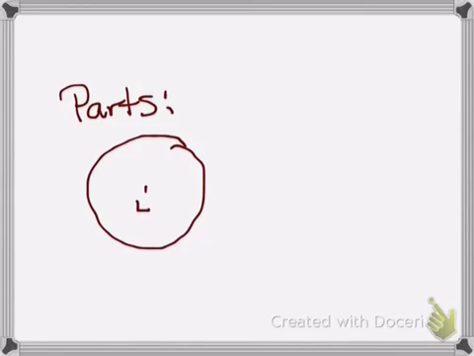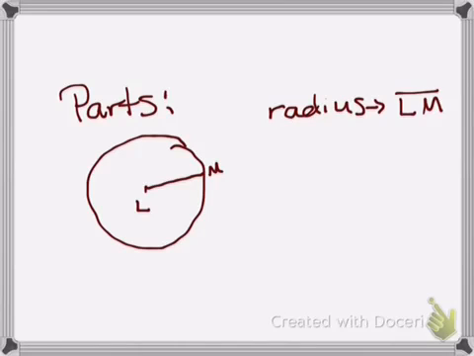Any circle has a center, and the center is how you name the circle. For instance, this circle is called circle L. If you had a line segment extending from the center of the circle to the edge of the circle, such as LM, that's called the radius. The radius is the same, and there are infinitely many radii. If you draw lines from the center of the circle to the edge of the circle, anywhere on the circle, then you have a radius, and they would all be the same measure.